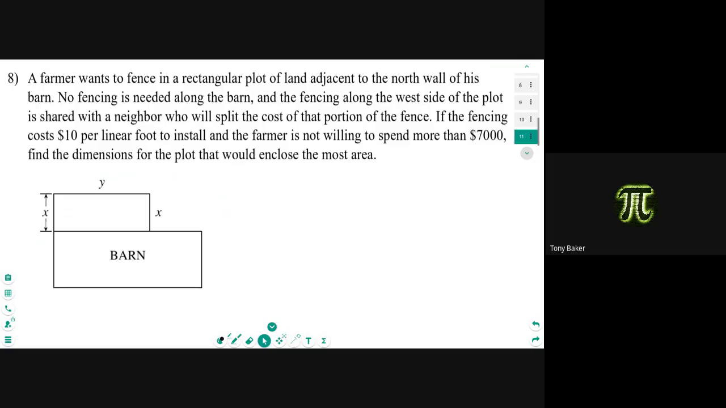All right. So what are the equations that I'm going to have for this one? Area is equal to x times y. So the area, we're going to keep it in terms of x, will be x times y. Why do we keep it in terms of x? You could have done it in terms of y, I just chose x. It doesn't make a difference which one you choose.